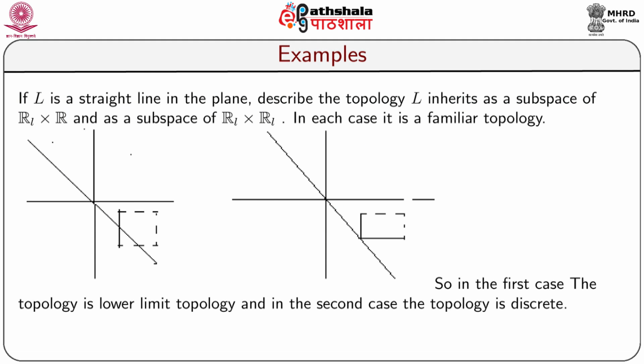Let us come up with an interesting example. Let L be a line, a straight line in the plane, and let us consider these two topological spaces, R_L cross R and R_L cross R_L. So, what is the topology on R_L cross R and R_L cross R_L? Taking the rectangles, we get the topology of R_L cross R or R_L cross R_L. That means, taking Cartesian product of open sets, we get the topology of R_L cross R and R_L cross R_L. In each case, we get a familiar topology.